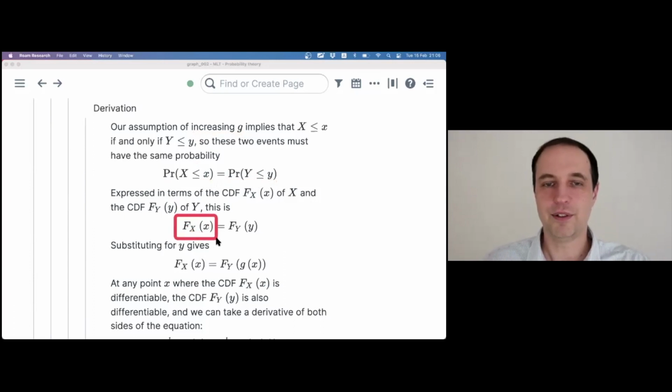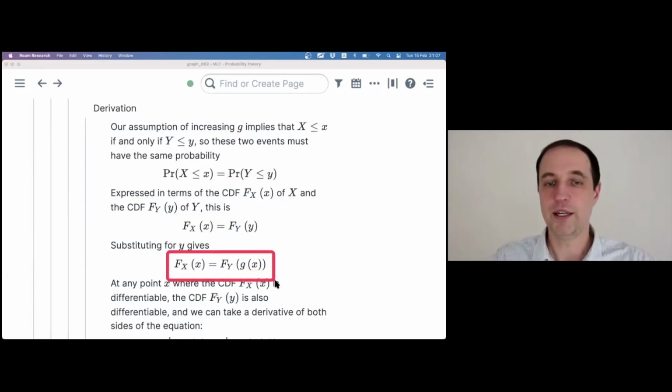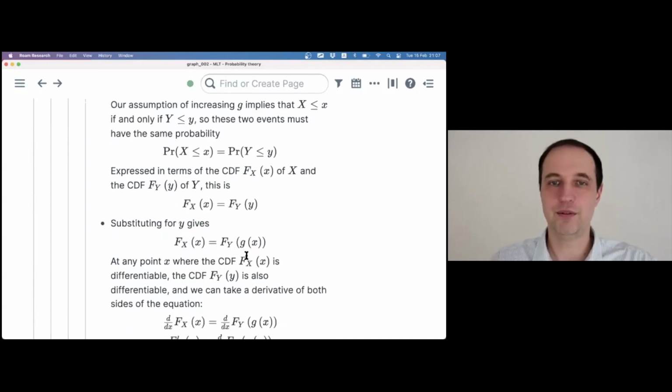So the CDF of x must be equal to the CDF of y if we choose the right arguments. Specifically, if the value of y is the transformed value of x, so g of x, we have this equality in here. So that's the main observation. Everything else is just a simple consequence of this equation. Again, if you have corresponding values of x and y, then if x is below your specified value of x, then y is below your specified value of y.